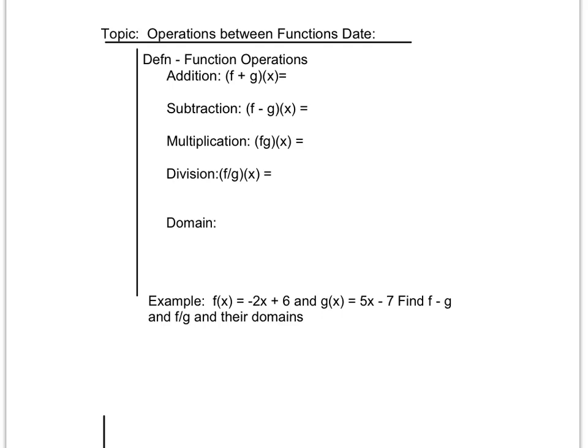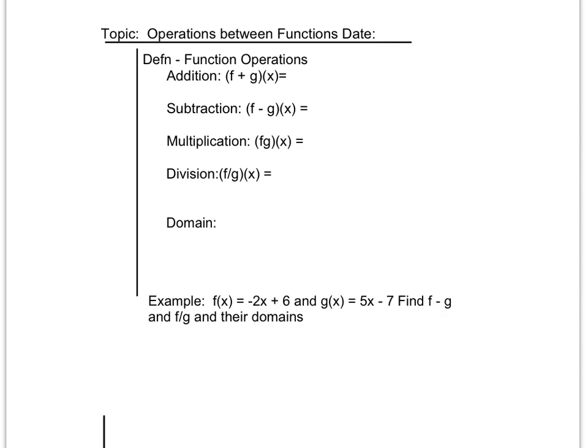Okay, so now we're going to start talking about rational functions. Before we do, though, we need to start talking about operations between functions. If we look at what it means to have operations between functions, in math we have four main operations: add, subtract, multiply, and divide. Well, that's exactly what we're going to do. We're going to look at how we add, subtract, multiply, and divide with functions.